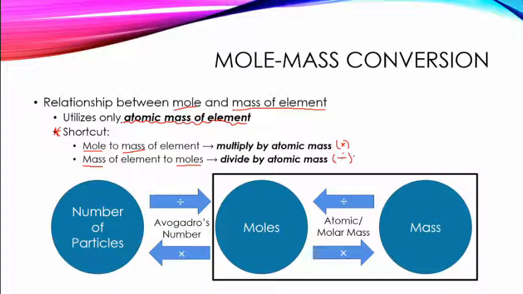Now this is slightly different than the one I just talked about because the mass will change based on what you have. With particles and moles, it doesn't matter what you have, it's just the number, because Avogadro's number is the same for everything. With mass, it is specific to the element or the compound. So you need to make sure you use either the atomic mass on the periodic table or the molar mass of the compound. Let's look at some examples.